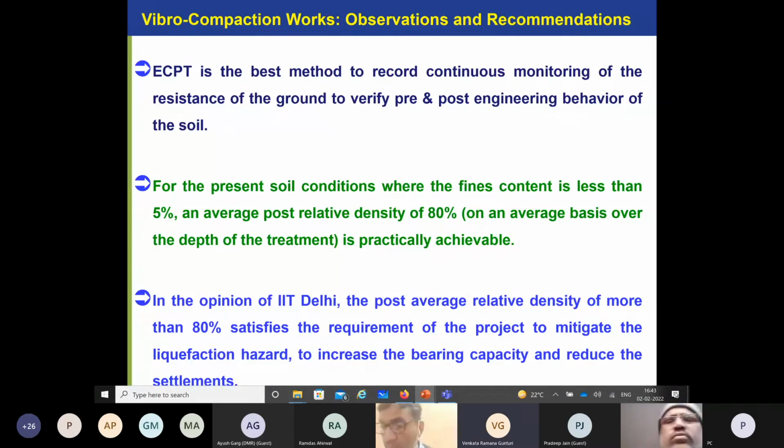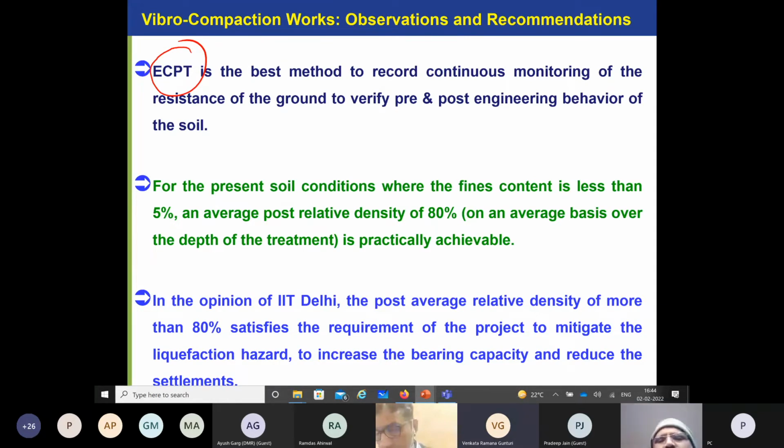So, Vibro compaction works, observations and recommendations. I think ECPT is the best method to record the continuous monitoring of the resistance of the ground to verify pre and post engineering behavior. Of course, there is a lot of debate in the literature, and some people say that this is not a very reliable method, but this seems to be very good.